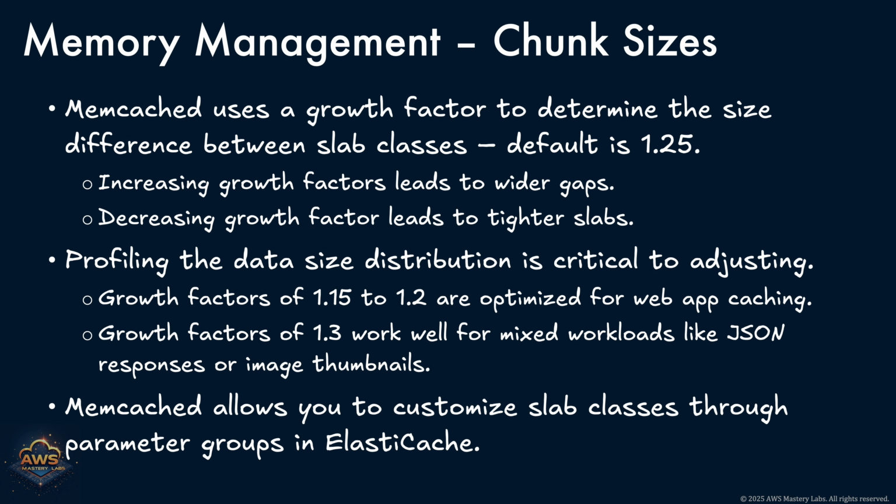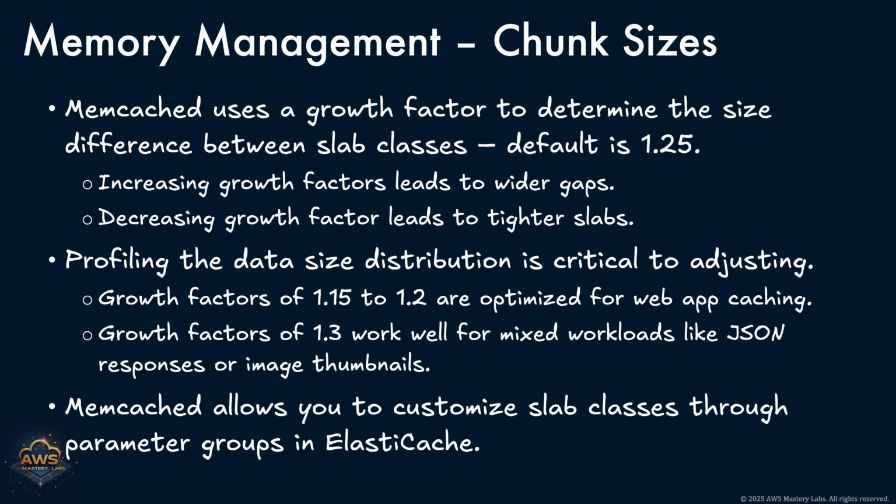When optimizing Memcached for performance and memory efficiency, one of the key techniques to understand is chunk size tuning. At the heart of this is the growth factor, a parameter that controls how slab classes increase in size. By default, Memcached uses a growth factor of around 1.25, meaning each slab class is 1.25 times larger than the previous one. Adjusting this number can have a dramatic impact on how well memory is utilized.